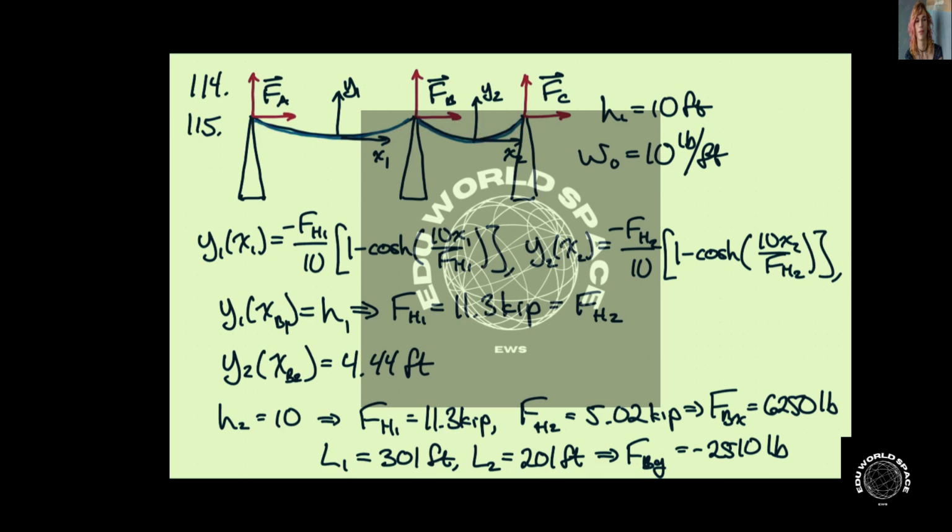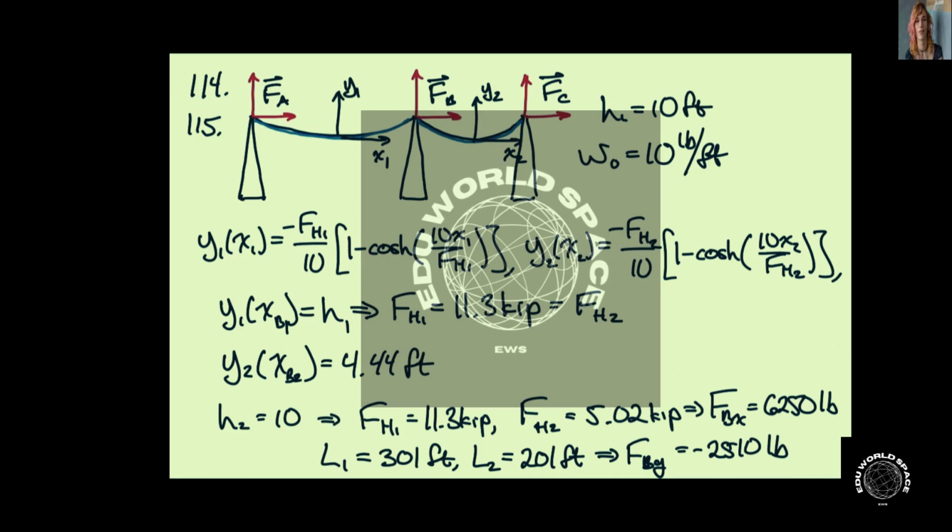So in problem 115, we're actually given what this is, and we're told that the height here is now also 10 feet. And in this problem we want to determine the resultant vertical force exerted by the cables on this tower here. So now we're not going to have them equal and opposite here. So we can do all that. We can plug in.